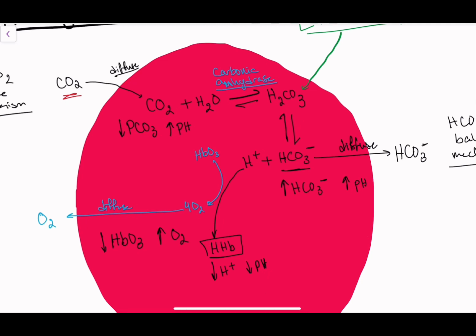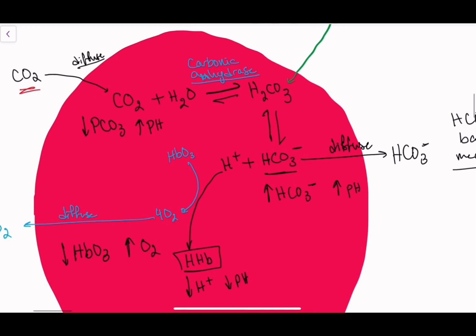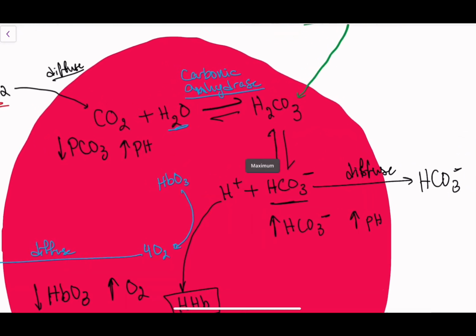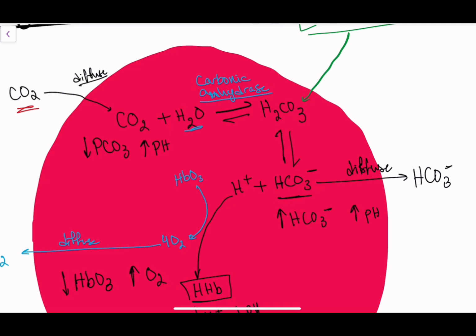After it diffuses in, we can see this equation happening. It reacts with the water that's already present, and when it does so, it forms H2CO3. This important mechanism is against the carbonic acid change. Of course, we can go from this carbonic acid into forming H2O and CO2, so we're always in a constant balance.